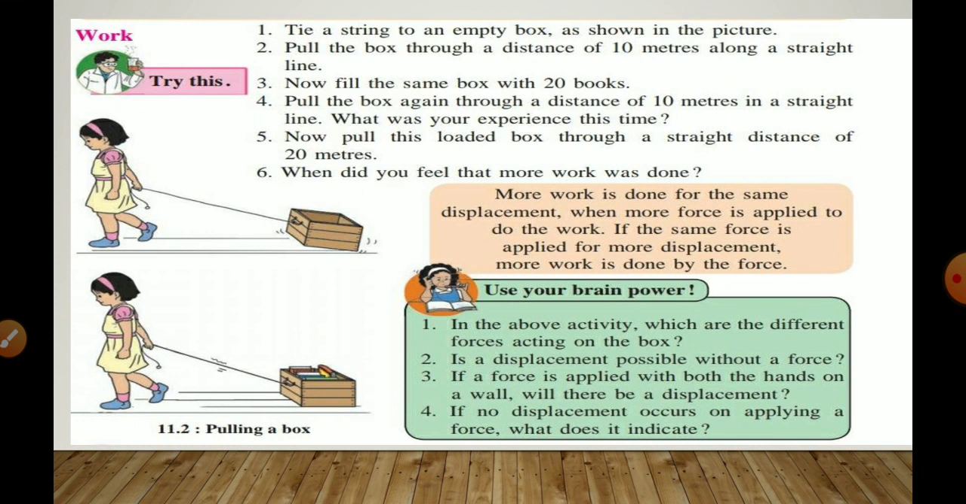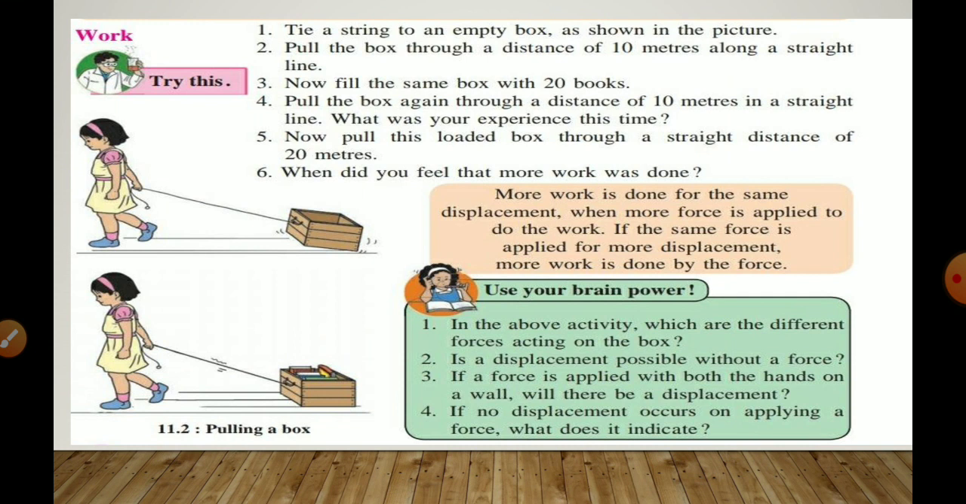What you have to do? You have to pull the empty box with a string for 10 meters. And now fill the same box with 20 books. And now in the second picture, 20 books are filled in the box. And what is she doing? The girl is pulling that box. Pull the box again through a distance of 10 meters in a straight line. What was your experience this time? Now pull this loaded box through a straight distance of 20 meters. When did you feel that more work was done?